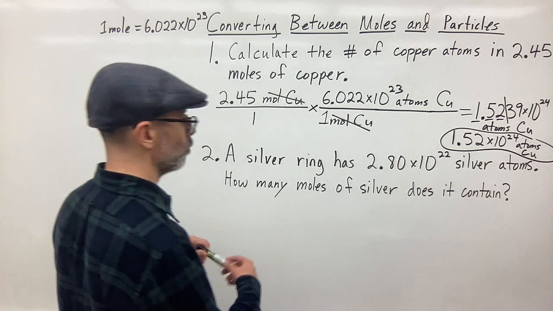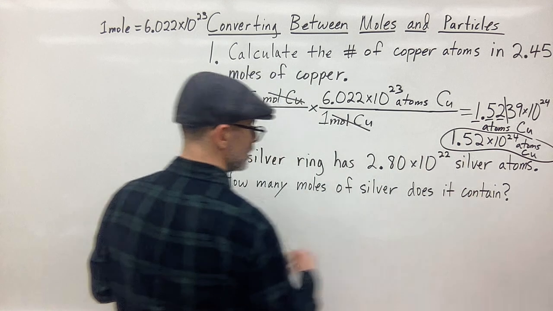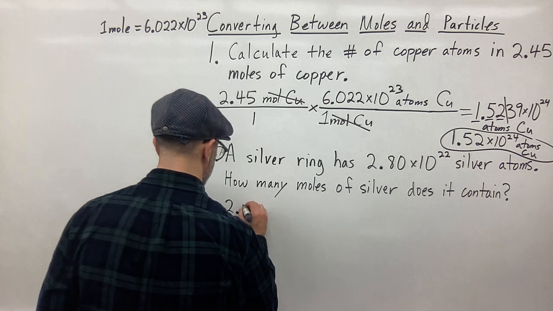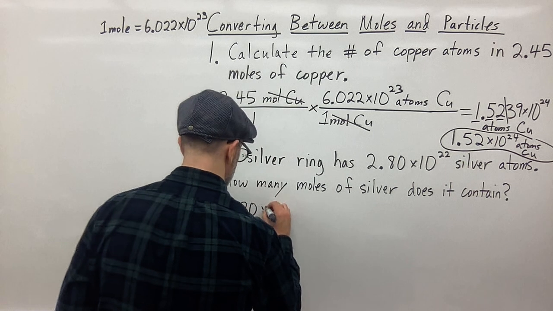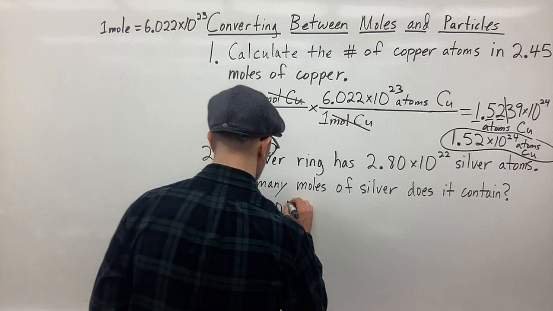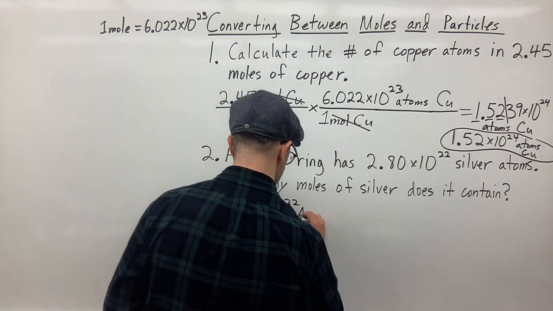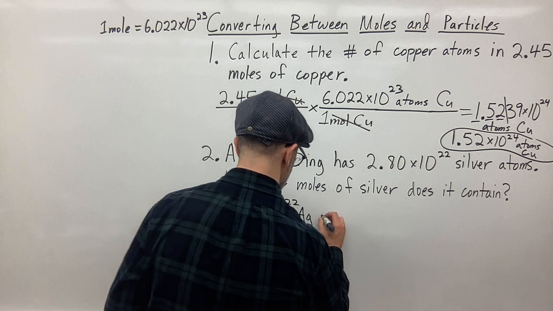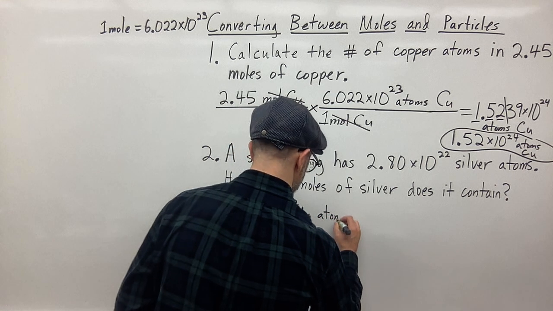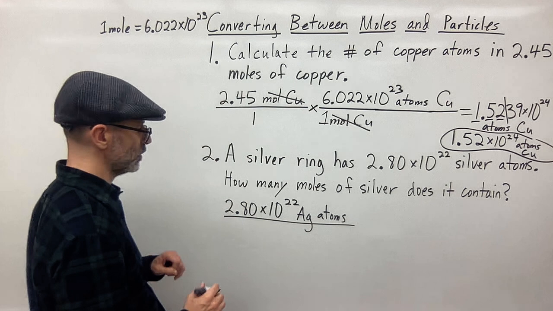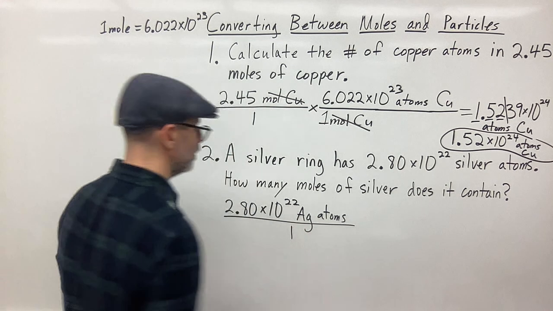So let's start with what they give us. They give us silver atoms. So we're going to write 2.80 times 10 to the 22. And that's silver atoms. Ag is the symbol of silver. We're going to put that over 1.